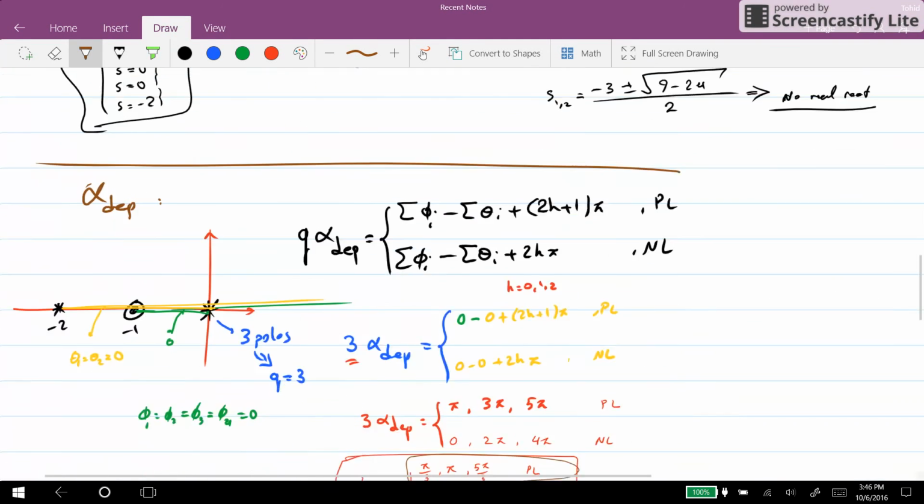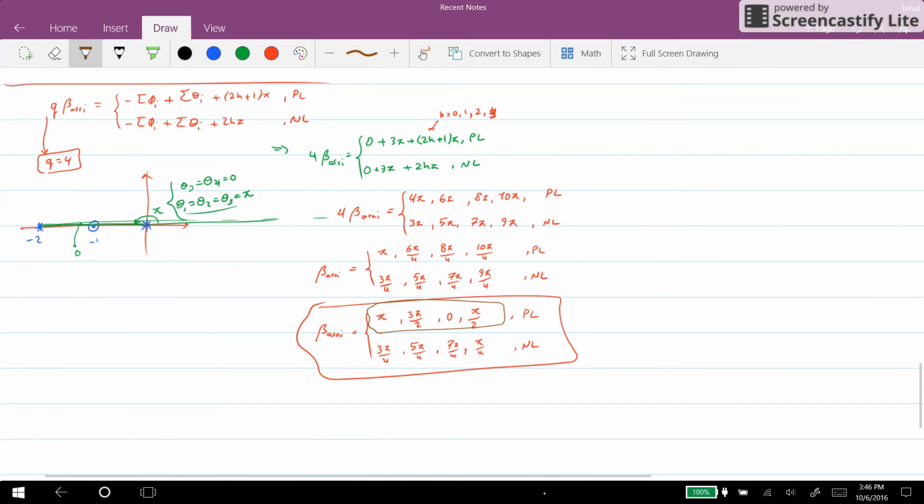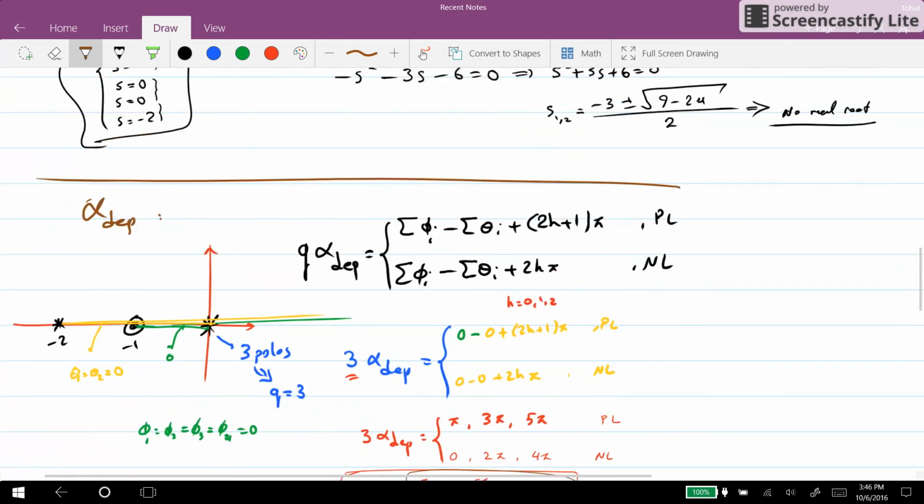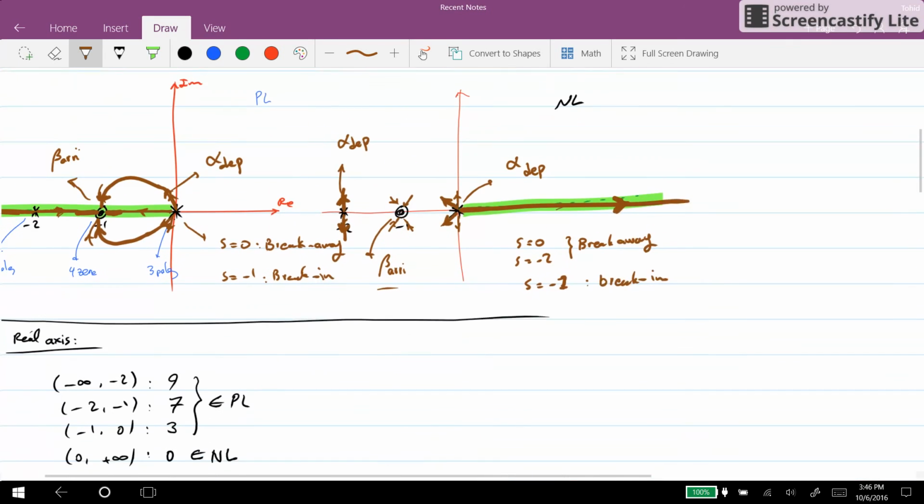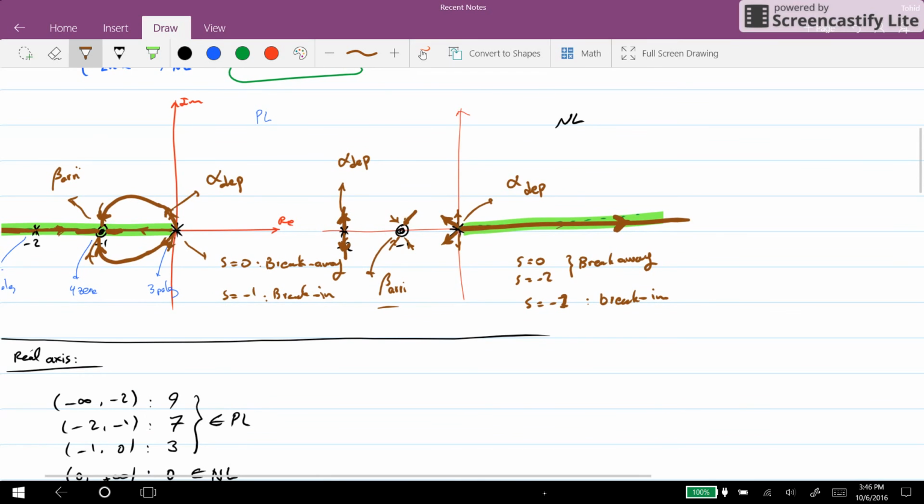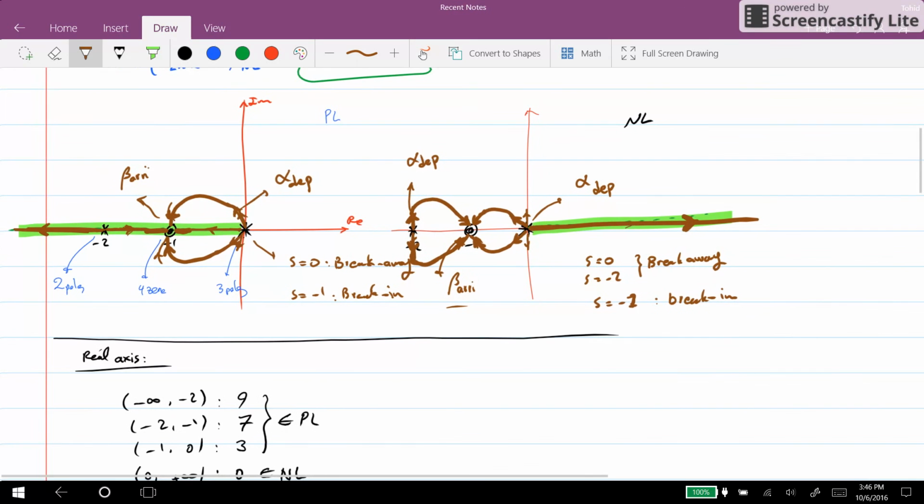And for the angle of arrival at the zeros, we have 3 pi over 4, 5 pi over 4, 7 pi over 4, and pi over 4. So, as I already roughly have drawn, we will have these angles of arrival at the zeros. So this will be what we get for the root locus of the negative values of k. So we are done with that.